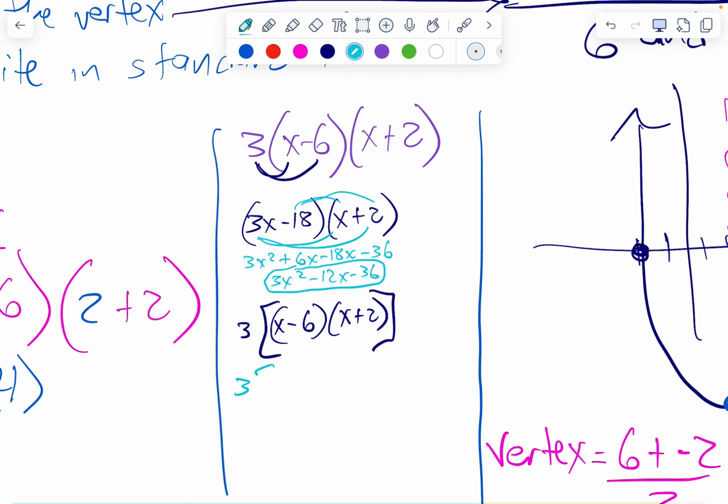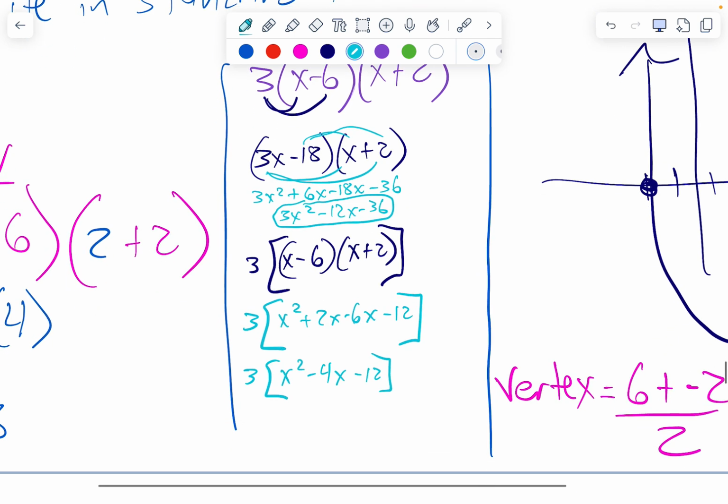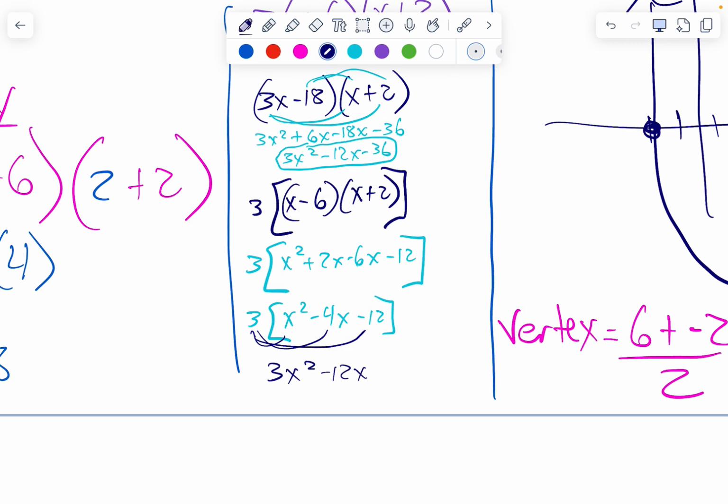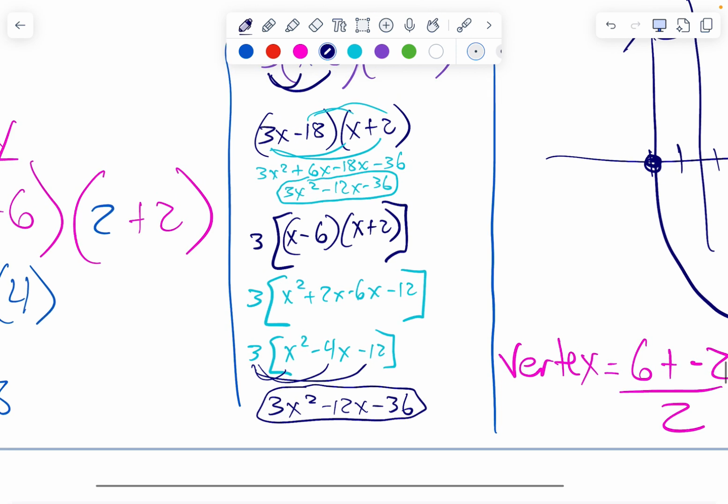Okay, this one, leave the 3 out front. You'll get x squared plus 2x minus 6x minus 12. Go ahead and combine those like terms still before we use the 3. So x squared minus 4x minus 12. And then distribute the 3 to get the same thing that we just got. So again, it's up to you which one you think is easier. I feel like that time the first one was, but either way, just don't double distribute your 3.